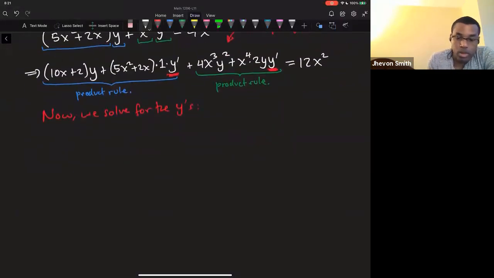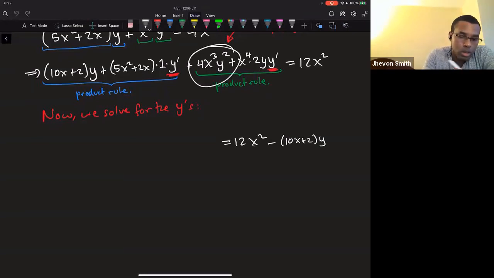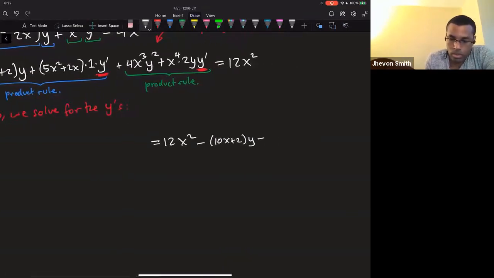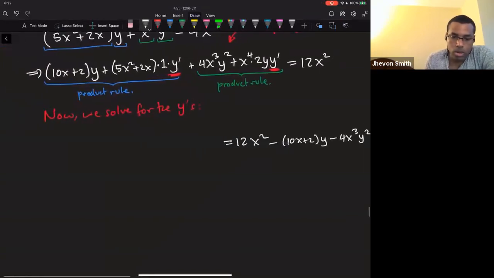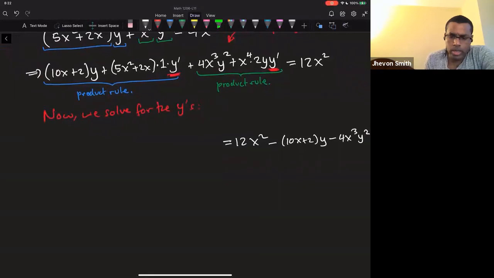And that's just a matter of algebra. Pretty much leave all the terms with y primes on one side and bring all the terms that don't have y primes on the other side. So on this side, there's going to be a 12x squared, and I'm going to subtract this guy, and then I'm going to subtract this guy. Okay, so those are the two guys that are gone.